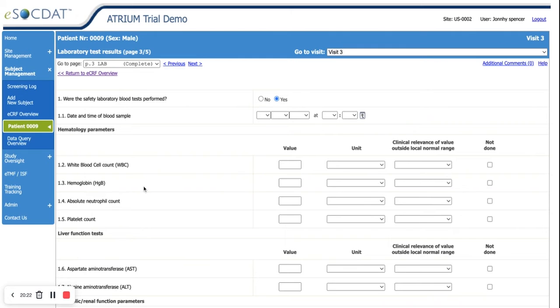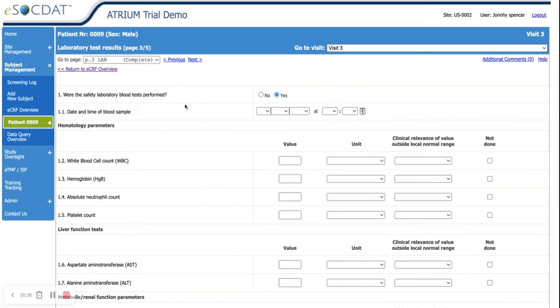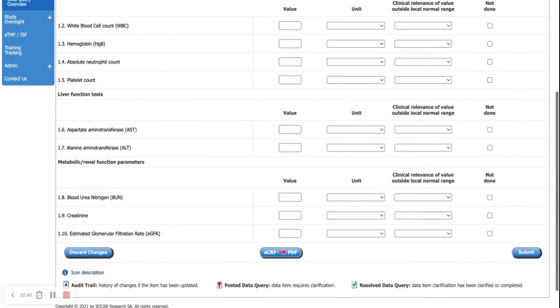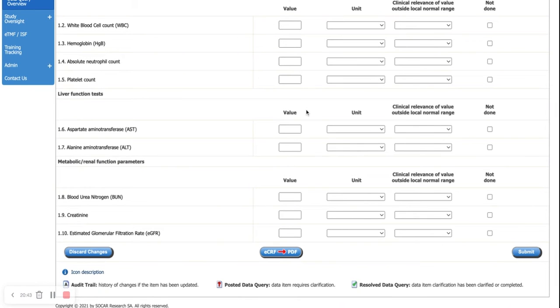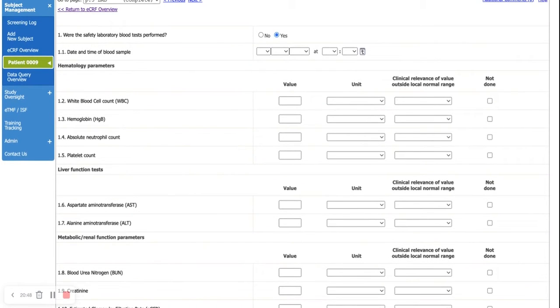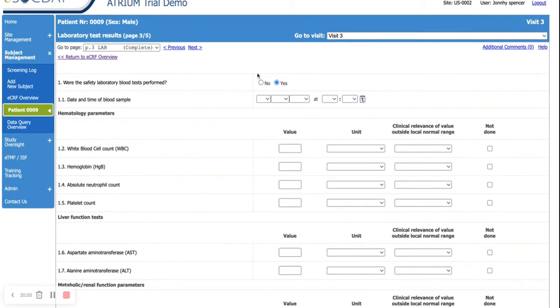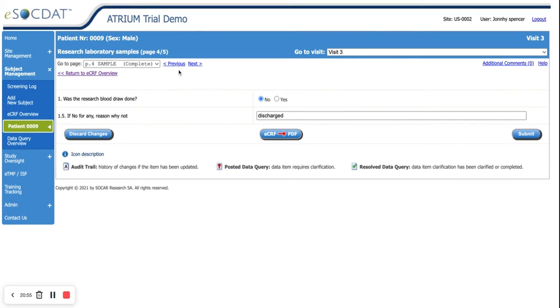The third page in Visit 3 includes information on the lab test results for the safety labs. Here you will enter information on the following parameters. Please note you will also need to include the date and time of the blood sample collection. After you review each one of the fields for accuracy, you will hit Submit at the bottom of the page and move on to the research sample collection form.